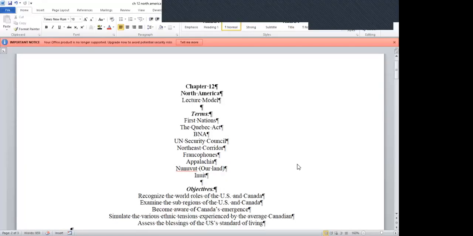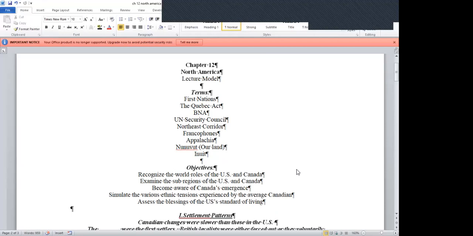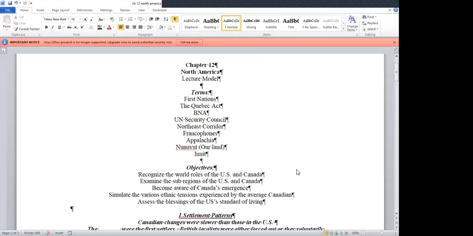So let's take a look at where we're going to be heading here. Chapter 12, North America. Let's take a look at the heads up terms here. And we have the First Nations. First Nations, going to be talking about them a lot. You will know who they are and some of their issues by the end of the week. First Nations, these are your Native Americans of Canada, right? Your Native Americans, your Indigenous peoples.